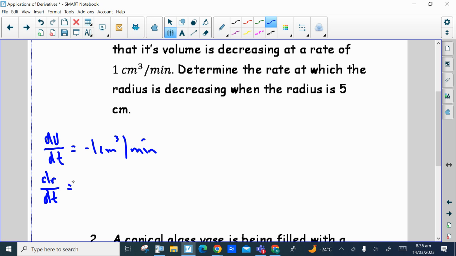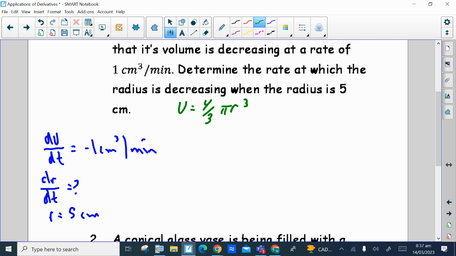for at the moment when r is 5 centimeters. So that is what we're given and what we're trying to find. So we need to have a formula, a relationship between volume of a sphere and its radius. And the formula for volume of a sphere is a function of r, the radius. It's 4/3 pi r cubed.